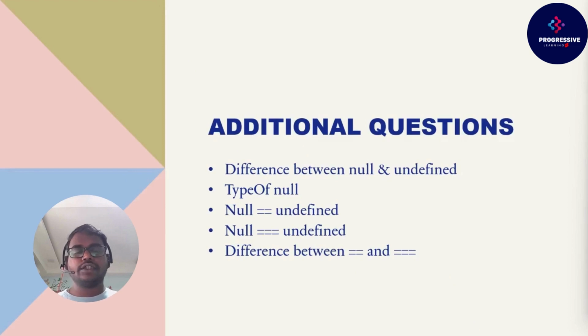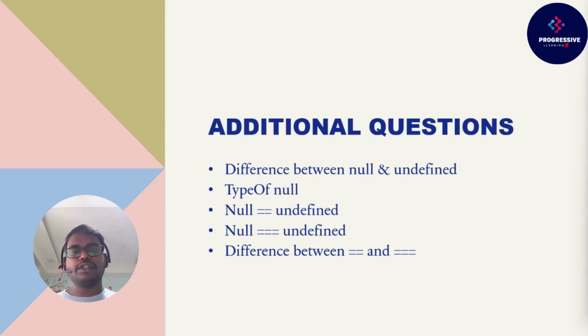So let's see what additional questions can be raised while you are answering these types of questions. The difference between a null and an undefined: as I already told you, null is a presence of a value where you explicitly tell that the value is null. Undefined is an absence of a value. What is the type of null? Type of null is an object. Null double equal to undefined returns true. Null triple equal to undefined returns false.